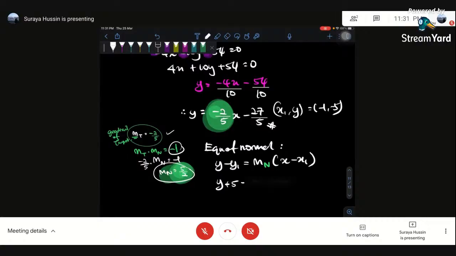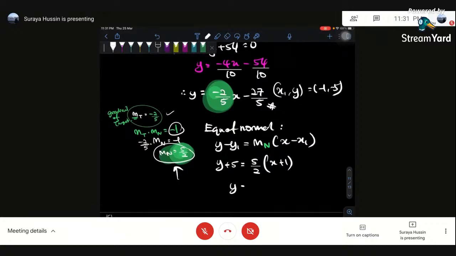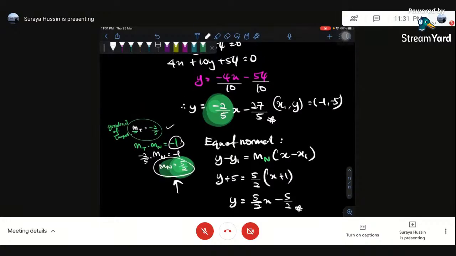Ya. Equalkan dengan 5 over 2 kamu. Dekat sini, gradient of the normal pula. Times it with x minus plus 1 lah. Jadinya, y is equals to 5 over 2x minus 5 over 2. That's your answer untuk normal. Okay, so this is how you do it.